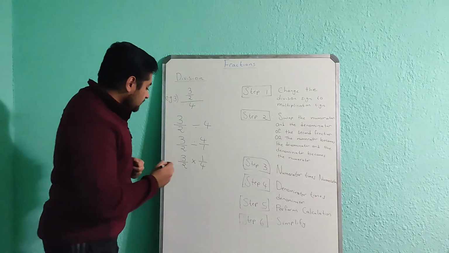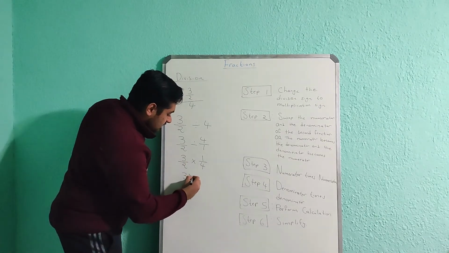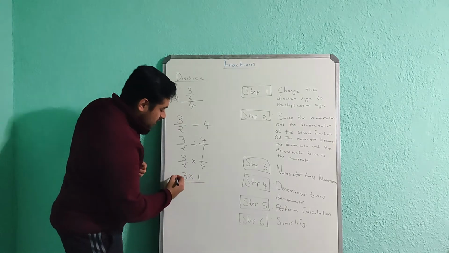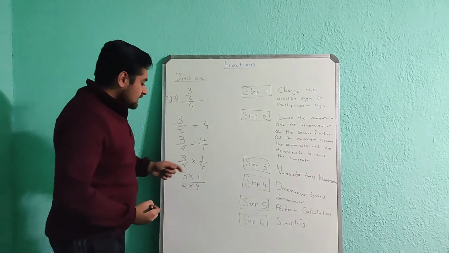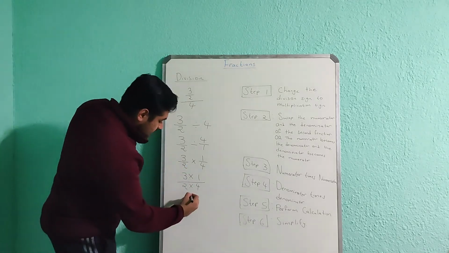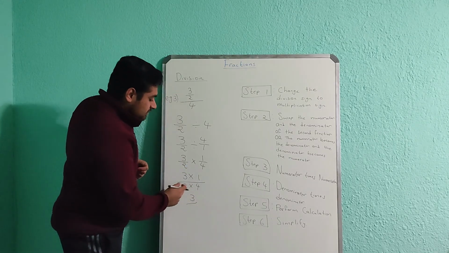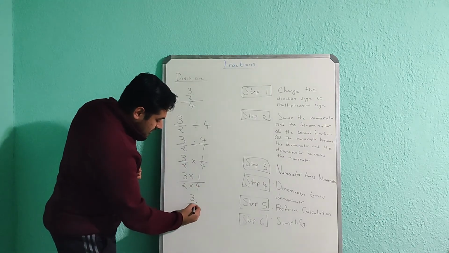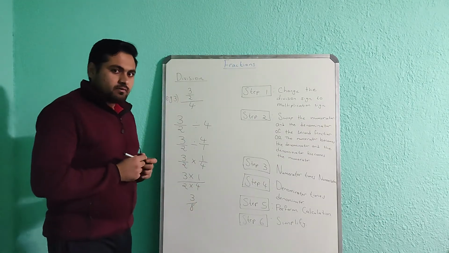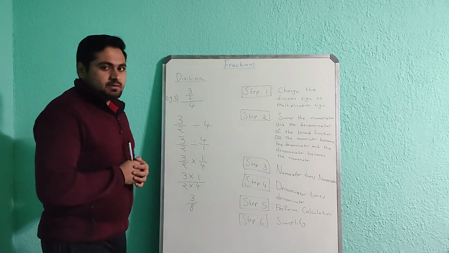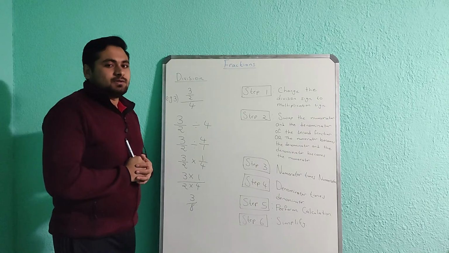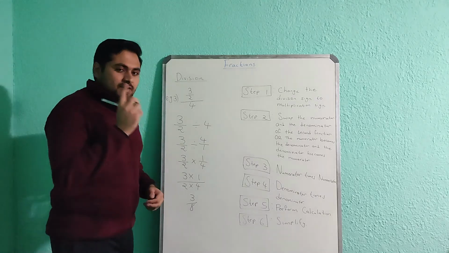So let's go and perform those. So we say numerator times the numerator over denominator times the denominator. So what is 3 times 1? That's 3. And what is 2 times 4? That's 8. Now ask yourself, can you go further? Can you apply step 6? Pause the video and answer. So the answer is no.